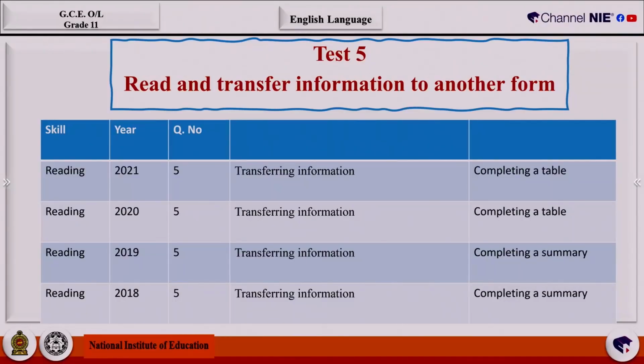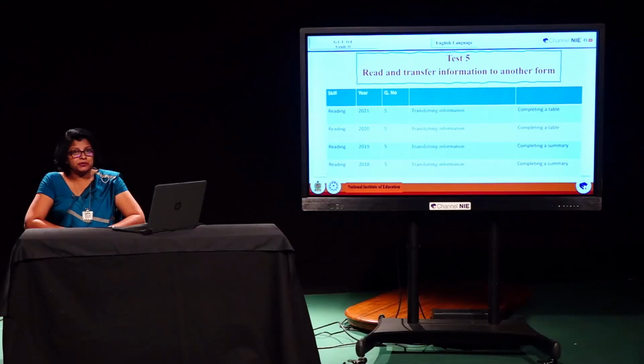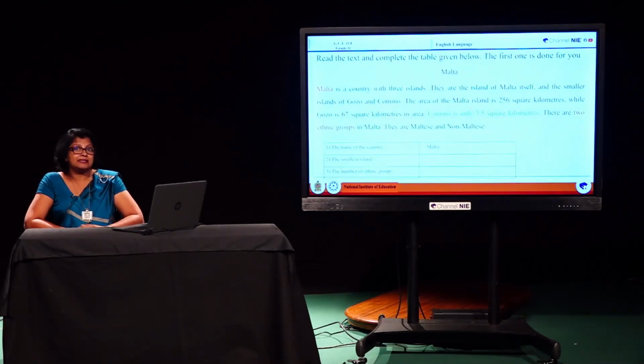So in 2018, I am starting from the bottom of the table. In 2018, we had to complete a summary after reading the given paragraph. In 2019 also, we had to complete a summary. What do we have in 2020? A paragraph is given, and then the students are expected to complete a table. I will show you some examples. Even in 2021, a paragraph is given, and the students are expected to complete a table. So this is an example.